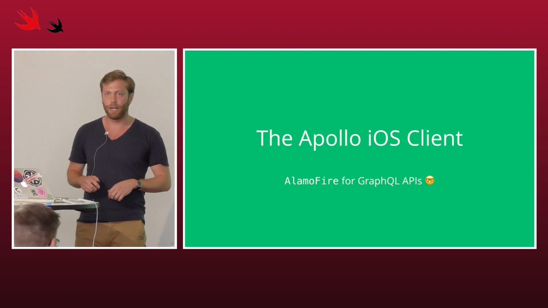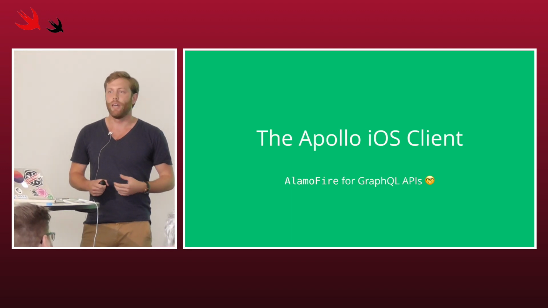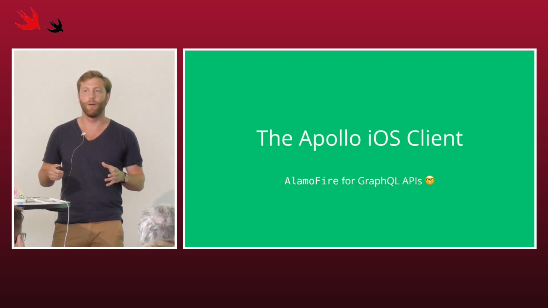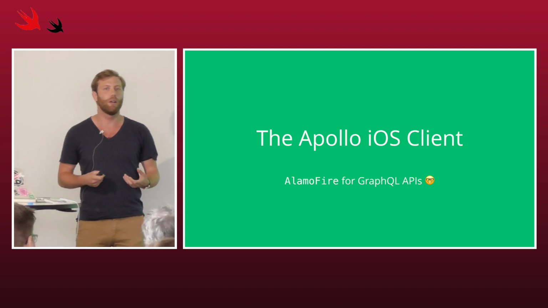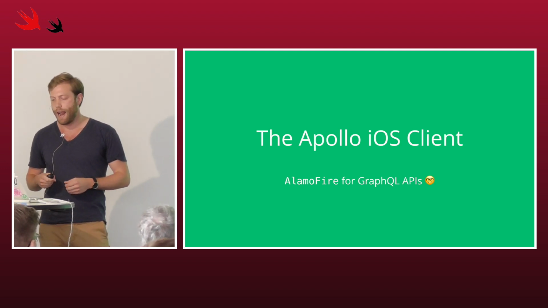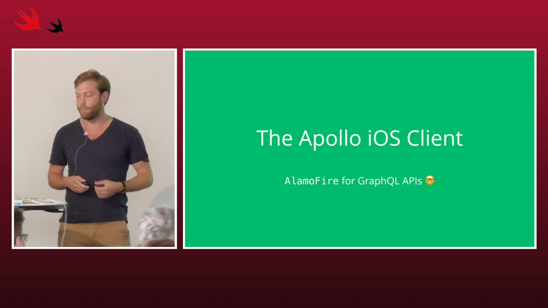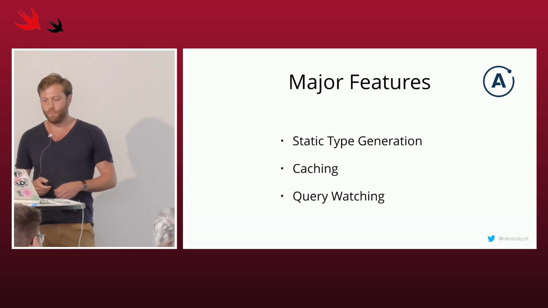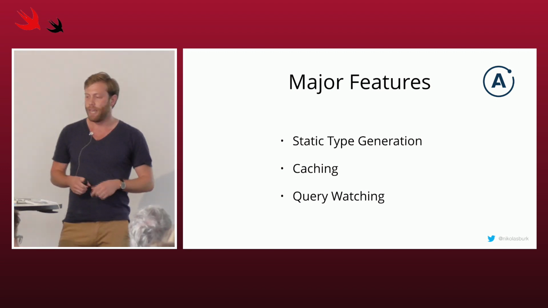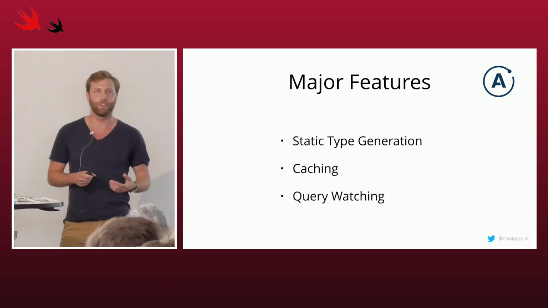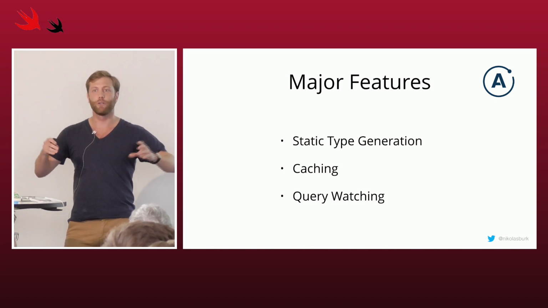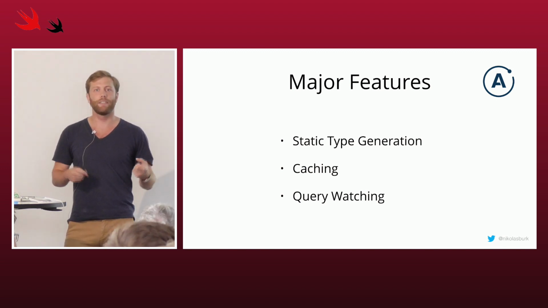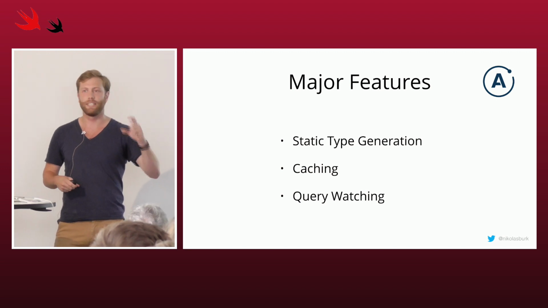All right, let's talk about the Apollo client that you can use when you're working with Swift and with a GraphQL API. You can somewhat think of the Apollo client as a Hellomifier for GraphQL APIs. It has three major features at the moment. The first one is static type generation. This really means that at compile time, the Apollo client is going to look at all the queries that you're sending over to the server, and it's going to generate corresponding Swift types for that.